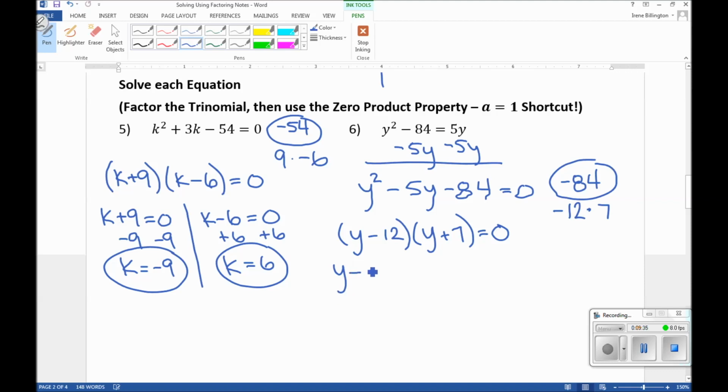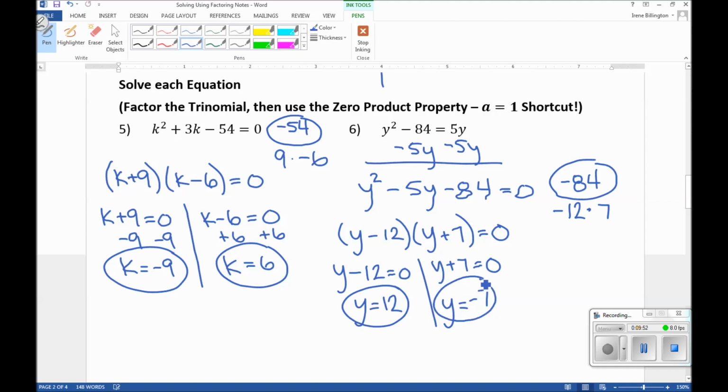Set your factors equal to 0. Y minus 12 equals 0. Y plus 7 equals 0. So y equals, add 12 to each side, 12, and y equals, subtract 7 from each side, negative 7.